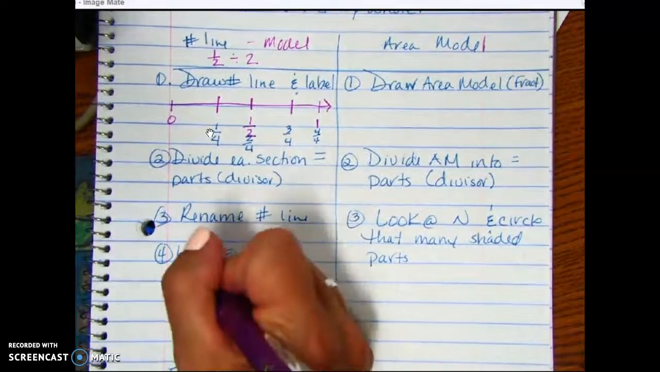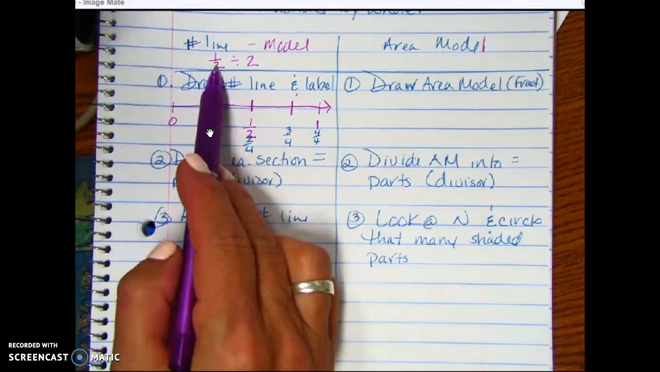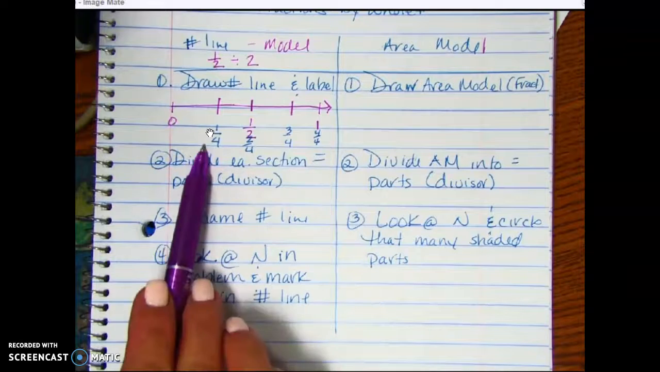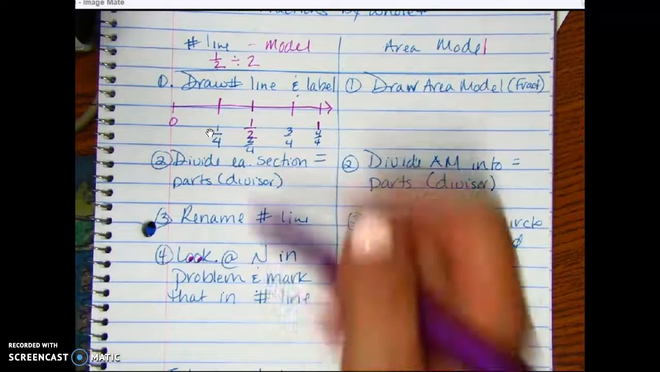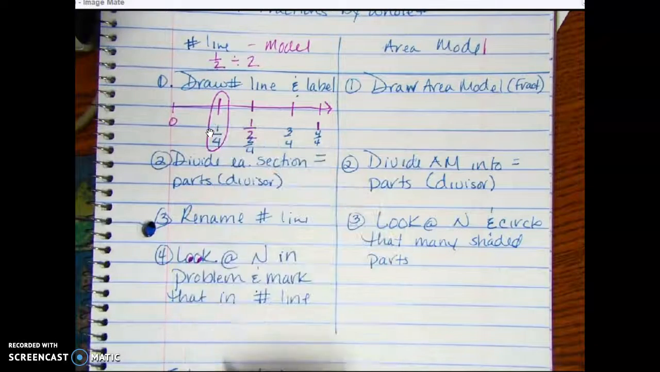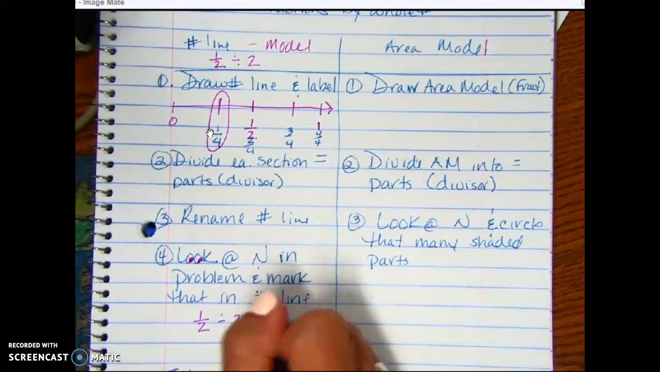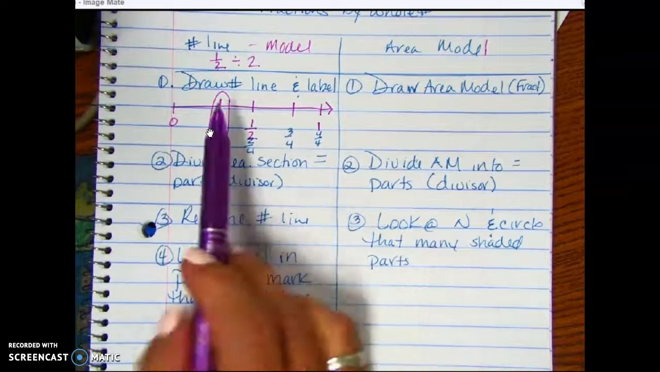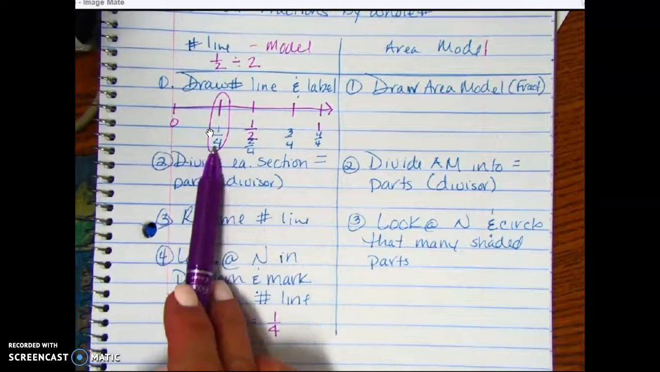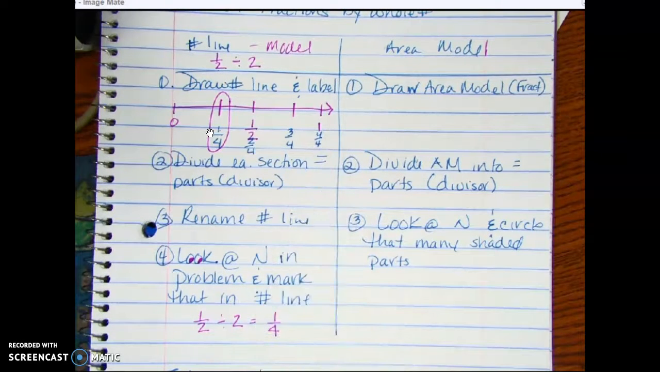Step 4 is to look at the numerator in your problem and mark that in the number line. So we have our new renamed fractional parts. Here's my 1, and there it is. So therefore, that 1/2 that's divided by 2, it equals 1/4. So I have 1/2 of a whole that was divided in 2, and it ends up being 1/4 of the whole. That's what we're doing.